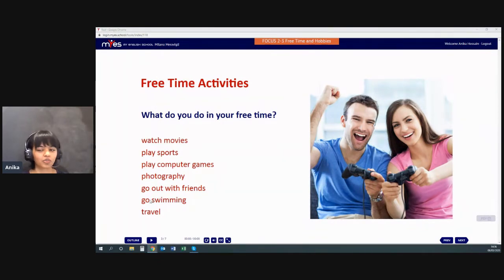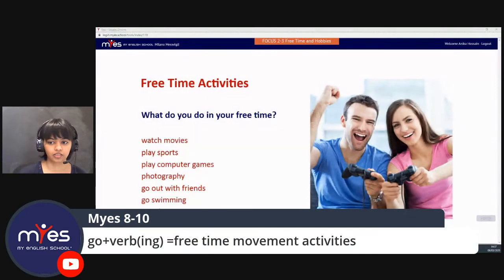Let's talk about go swimming. Notice the form of the verb here. When you talk about an activity you do outside your house and it involves movement, you use the verb go and the gerund of the verb. For example, go swimming, go shopping, go running, and so on. So you have to use the form go plus verb plus ing. Free time movement activities. I don't particularly enjoy going swimming, but I occasionally do it in summer. What about you? Do you enjoy going swimming, or do you enjoy going shopping?